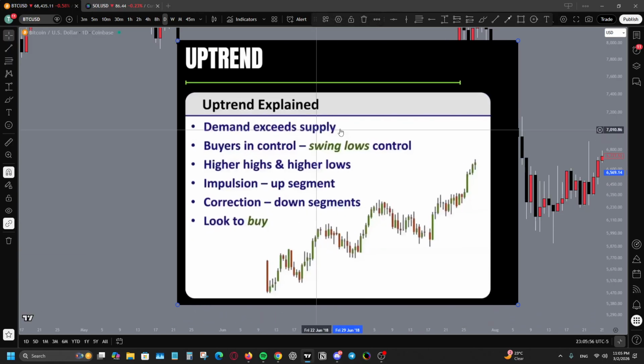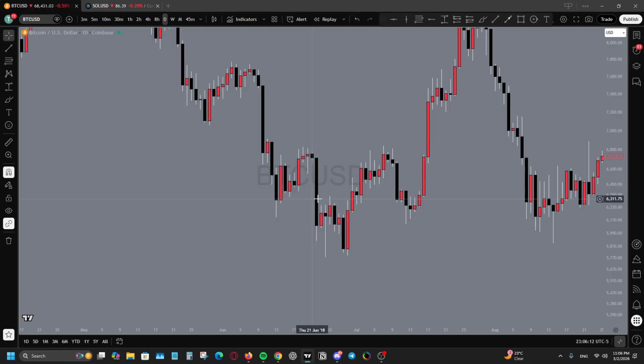An uptrend is pretty much when demand is exceeding supply, buyers are in control, all right? Swing lows are in control. We're making higher highs and higher lows in impulse portions, or up segments, and then we have our correction phases, which are our down segments, and you want to look to buy. That's what an uptrend is, all right?